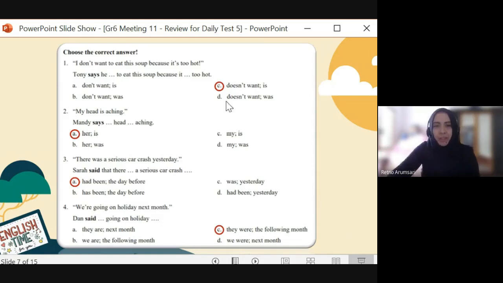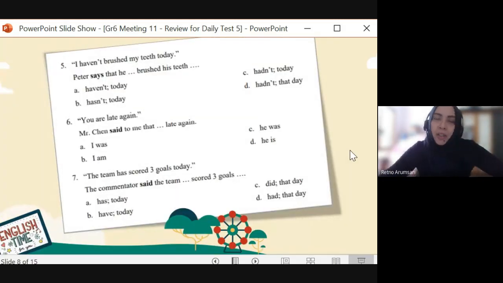Next, do you have any questions about this? No? The key is this, the ones that I put in bold letters. If you see says, then what do you need to do? If you see said, then what do you need to do? That's the key.